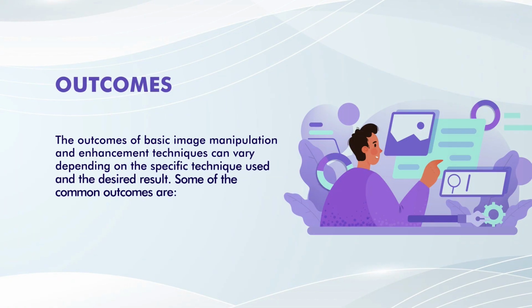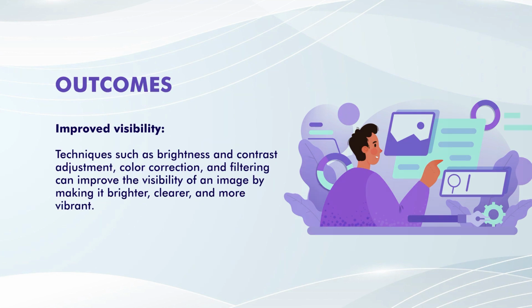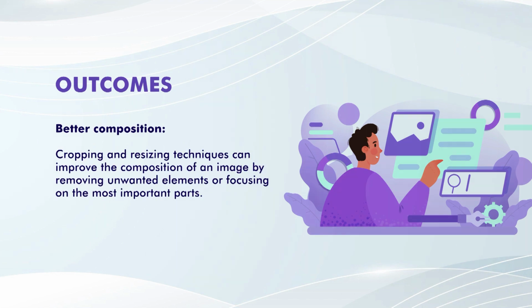The outcomes of basic image manipulation and enhancement techniques can vary depending on the specific technique used and the desired result. Some of the common outcomes are: first, improved visibility. Techniques such as brightness and contrast adjustment, color correction and filtering can improve the visibility of an image by making it brighter, clearer and more vibrant. Second one is better composition. What does it mean? Cropping and resizing techniques can improve the composition of an image by removing unwanted elements or focusing on the most important parts.